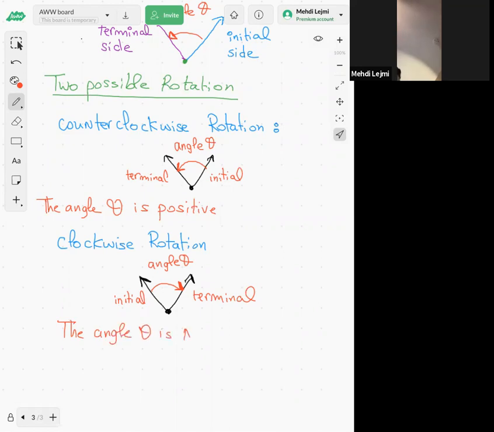So what we have to keep in mind, guys, is that an angle could be positive or negative, okay?